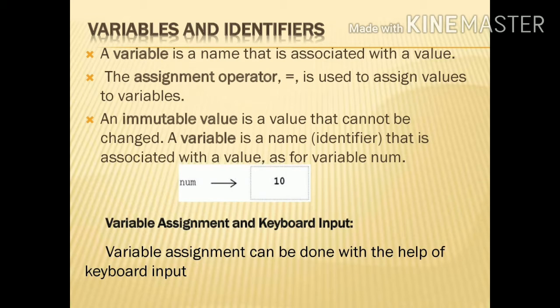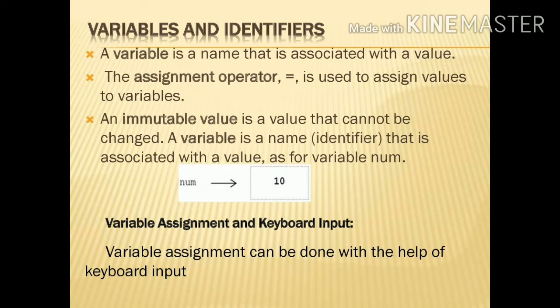We have 51 students in our class. To identify them, we need a name. Am I right? Same way, the variable is nothing but the name assigned for a value. An immutable value is a value that cannot be changed. A variable is a name or an identifier that is associated with a value, as for variable number. For example, num is a variable name which is assigned for the value 10.